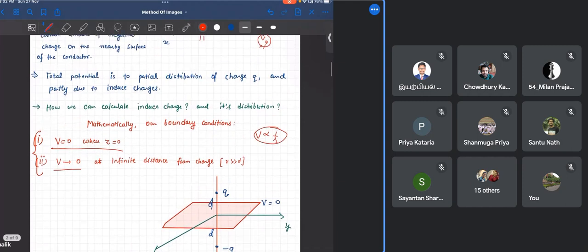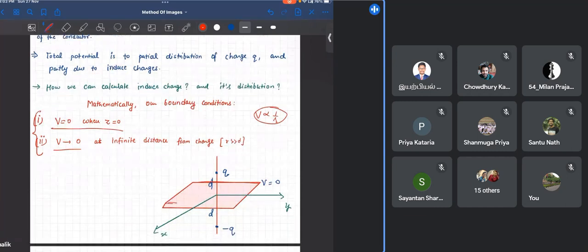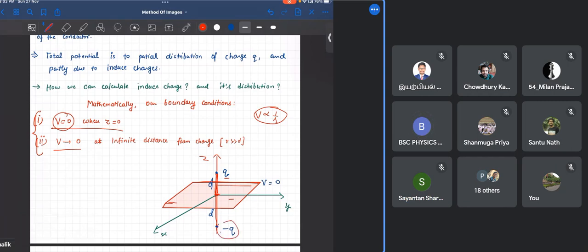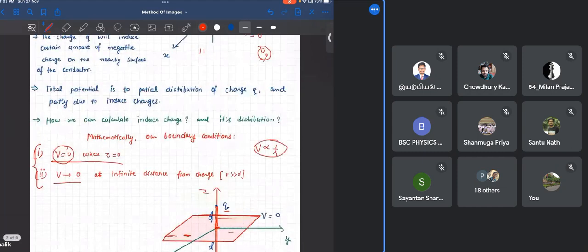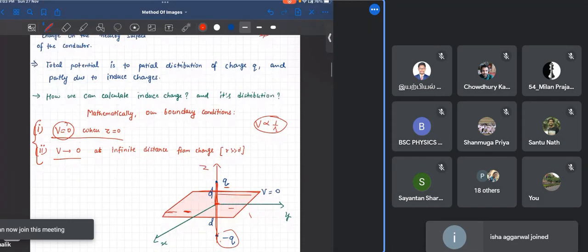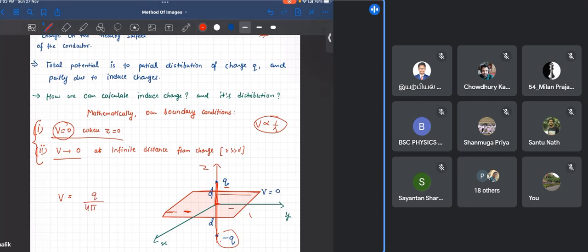For example, consider this is just some surface, not a conducting surface, obviously. We give a positive charge Q, and we want the potential V to be 0 at this z equals 0 plane. So we place another charge, minus Q, at the same distance on the other side, so that the potential at this surface becomes 0. We place the minus Q charge just to make the potential 0 at this surface. The potential due to a charge is given by Q upon 4 pi epsilon naught times the distance d, so as the distance becomes very large, the potential tends to 0.